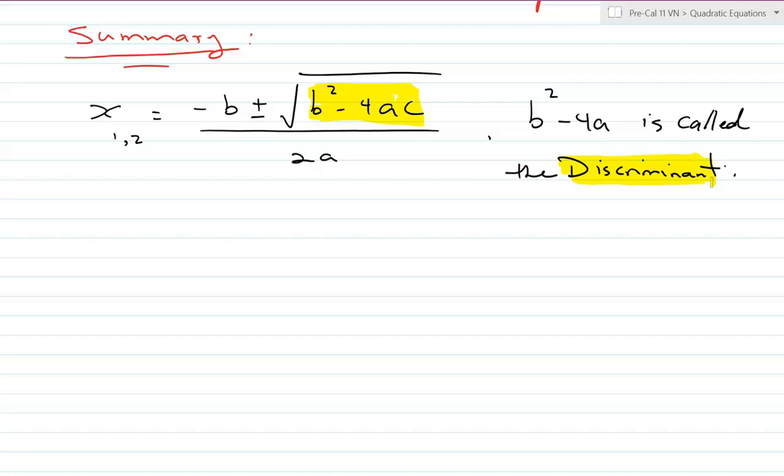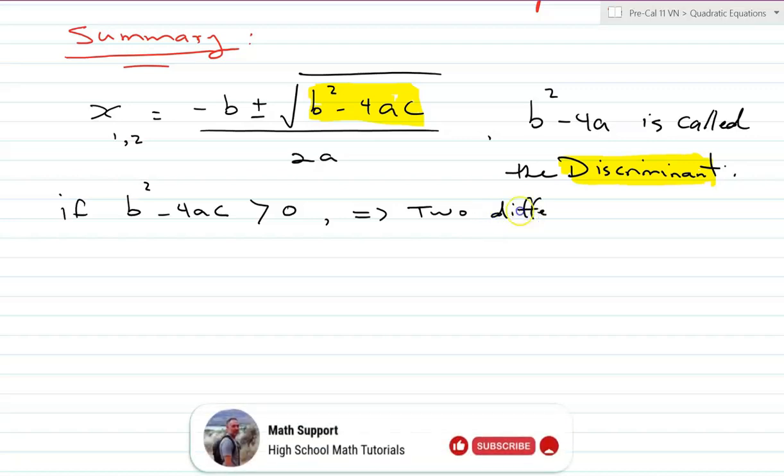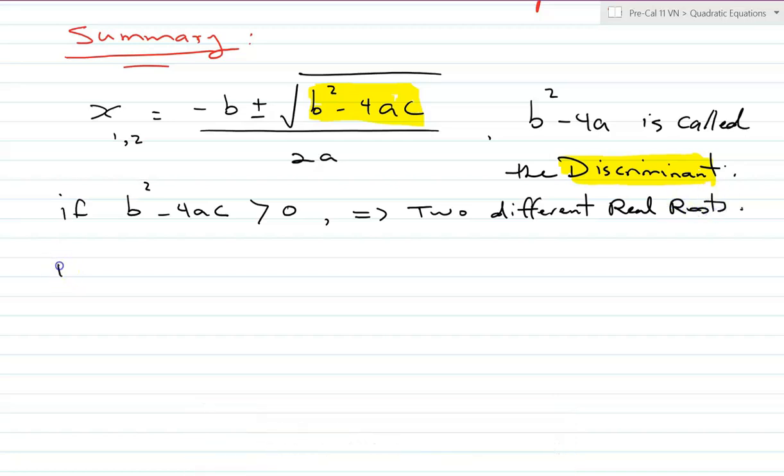All right, and this is what happens for each one. Let's write them all up. If b squared minus 4ac is greater than 0, the same example as we did, the value is positive, then you will have two distinct or different real roots.